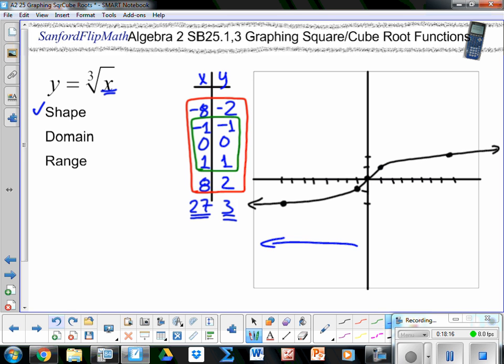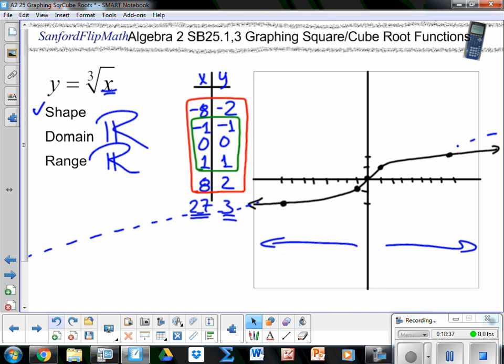So what about the domain this time? It looks like it goes forever to the left and forever to the right, so it looks like the domain is all real numbers. Now, as I go way, way to the left, it is going to keep going lower and lower, and as I go to the right, it's going to keep going up and up. Every x value is going to get covered. Every y value is going to get covered. So you'll be happy to know that the domain and range are both all real numbers for a cube root graph.